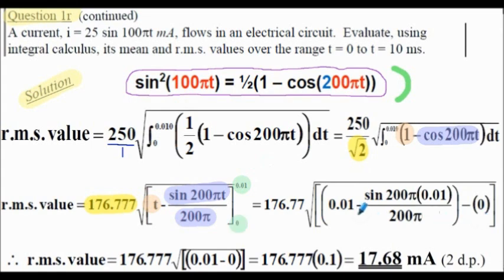So imposing the upper limit into the first bracket here, and the lower limit into the second bracket. Notice all terms are 0 in the second bracket because t is 0. The sine of 0 is 0. Notice this term will also be 0 as the sine of 200 pi times 0.01 is also 0. So finally, evaluating, the r.m.s value is 17.68 milliamps to 2 decimal places.